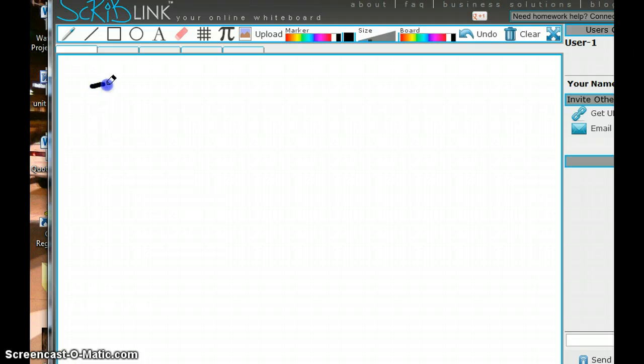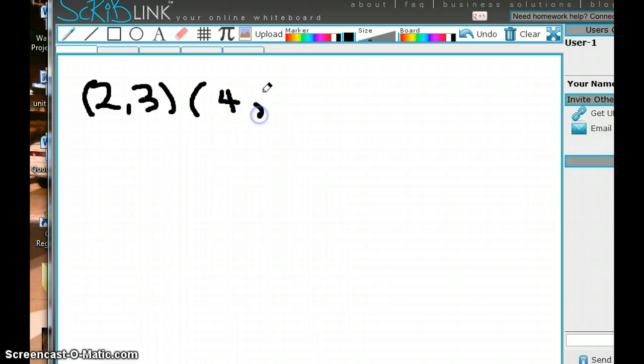Okay, so we're going to have the coordinates of 2, 3. It's one point with, say, 4, -1. Those are just two random points I just put together.